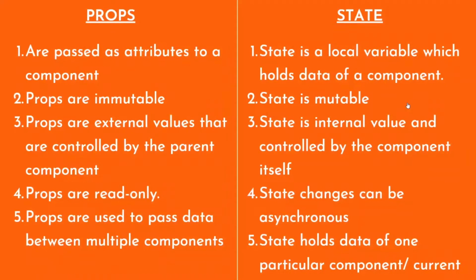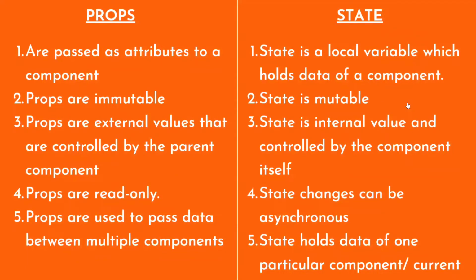The next one is also important. Props are immutable. Immutable means you cannot change the value of a property. That is one of the major differences that you are always going to need to know. If you try to change the value of a property, you're gonna get an error. Whereas state is a local variable, it's mutable. You can change the value at any given time.